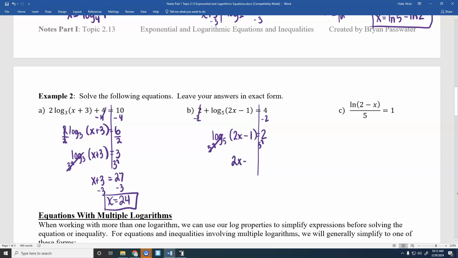So we get 2x minus 1 equals 5 squared is going to give us 25. Because we're doing 5 raised to that second power there. And then we just have a simple two-step equation to solve. We're going to add that 1. 2x will equal 26. We'll divide by 2. x equals 13.